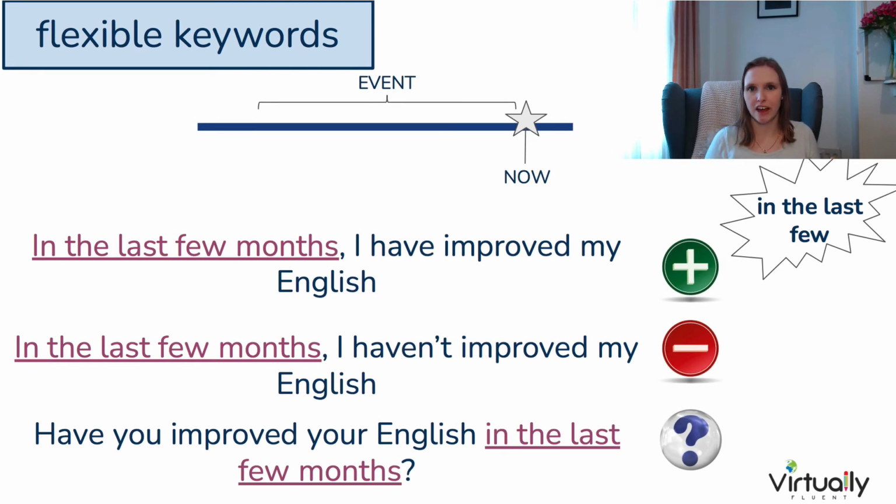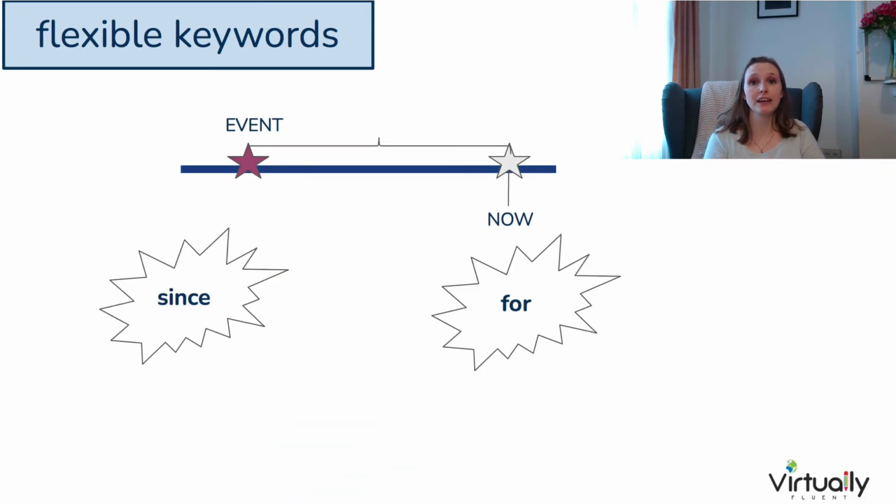This is totally fine in affirmative, negative, and in questions. And again, it has this idea of any point during the past. But of course, we've got this kind of limit, the number of months or the number of years that you're talking about. And our final 2 flexible keywords are some of the most important in the present perfect tense.